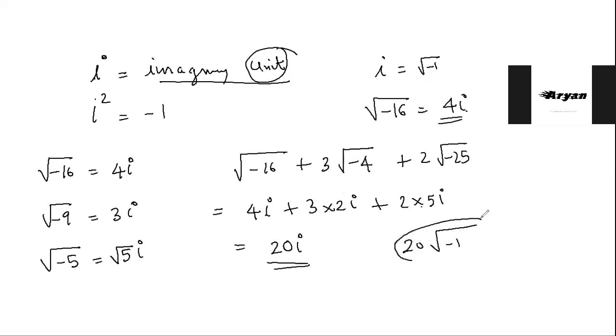This we will not write. Although it means the same, we will not write it. We will stop over there. Always we will stop at i. Now sir, tell me the exact answer. Exact answer is 20i.